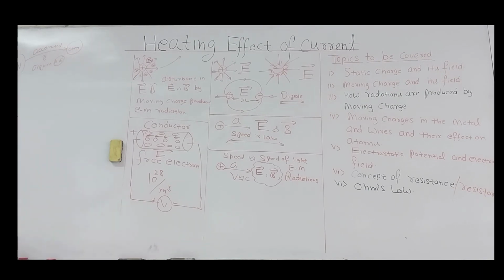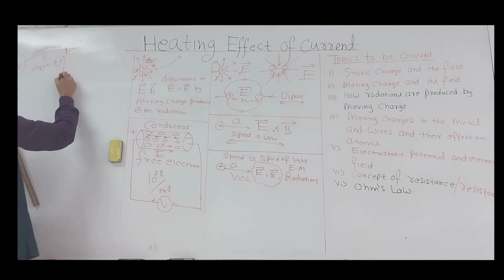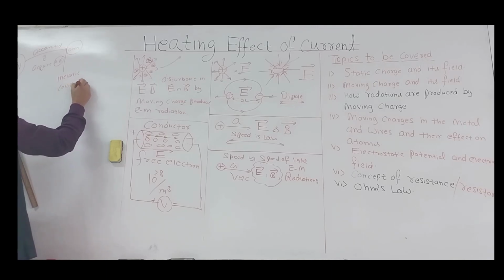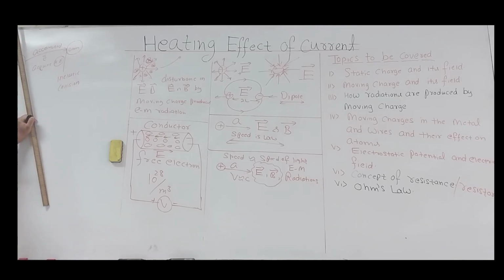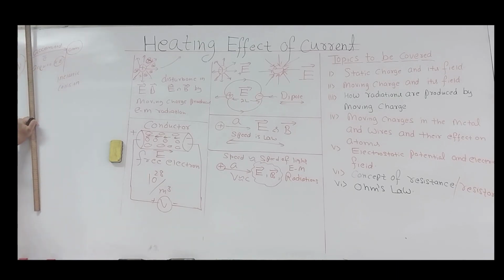So let me take the example of one accelerated electron having some kinetic energy. With that kinetic energy, it strikes the atom. That is an inelastic collision. The electron will collide here, and this is the point of inelastic collision. Inelastic collision means the maximum kinetic energy carried by the electron is transferred to the atom.